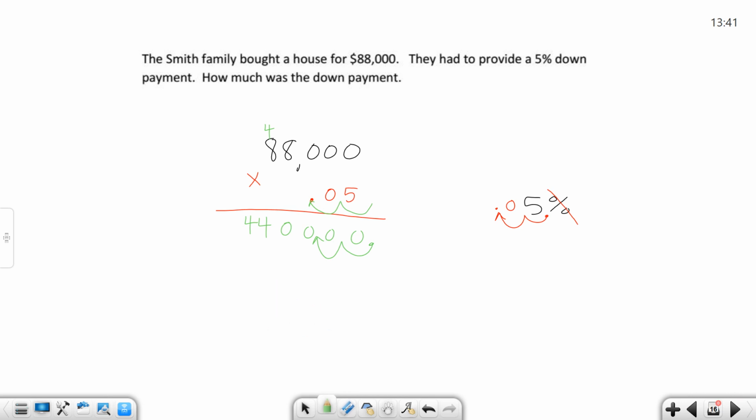Goodness, my marker's not wanting to cooperate today. There we go. So that's the amount.